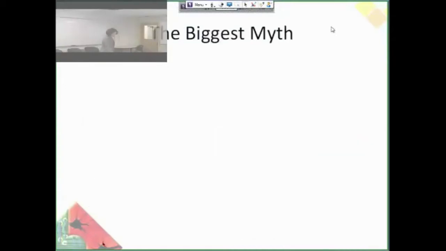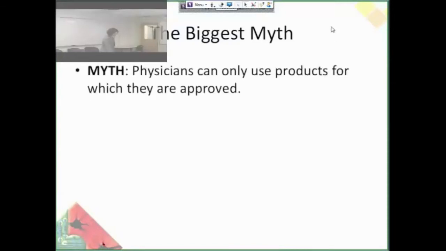The biggest myth is that physicians can only use products for which they are approved. So if you have a vascular graft that is approved for a small diameter, it's not approved for a large diameter graft. But then the physician says, well, this is a child. Their large vascular graft is actually quite small, so I'm going to use a small diameter. It's not FDA approved for that at all.